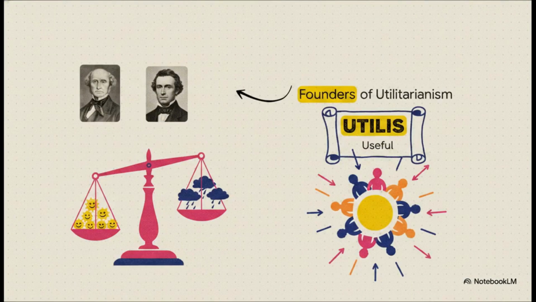Now, zooming out to look at all of society brings us to utilitarianism. English philosophers Jeremy Bentham and John Stuart Mill founded this theory, and it's based on the Latin word utilis, which literally means useful. They argue that the most ethical decisions are the ones that generate the most benefits for the largest number of people. Utilitarians are constantly weighing the ratio of pleasure versus pain, always trying to maximize the overall happiness in any given situation.